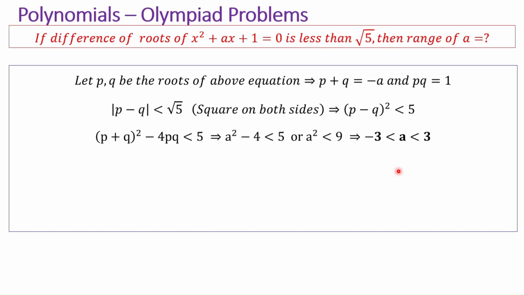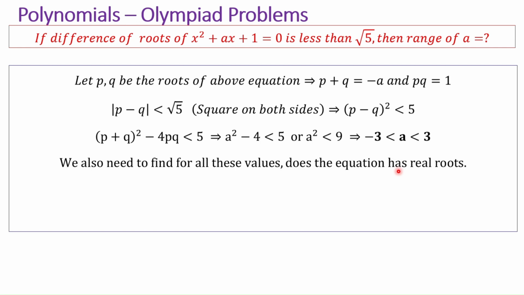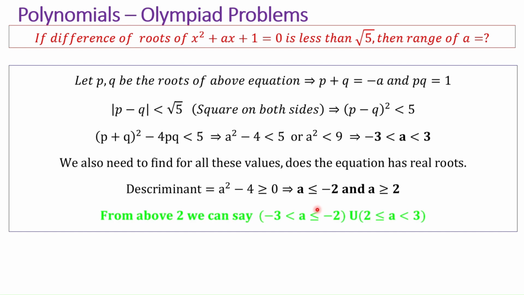We did not check the discriminant of this equation, right? Okay. The discriminant we should check for real roots, right? So the discriminant is b square minus 4ac, which is a square minus 4, which should be greater than or equal to 0. So a square is greater than or equal to 4, which means a should be less than or equal to minus 2 and greater than or equal to 2. So the range is basically, in between from minus 2 to 2 is not possible. Okay, minus 2 to 2 is not possible.